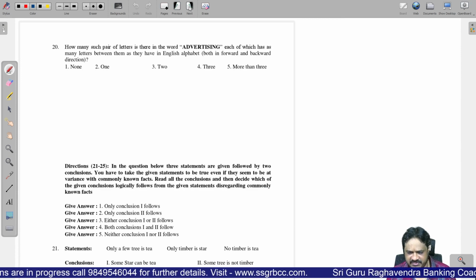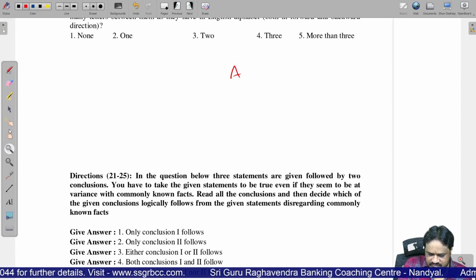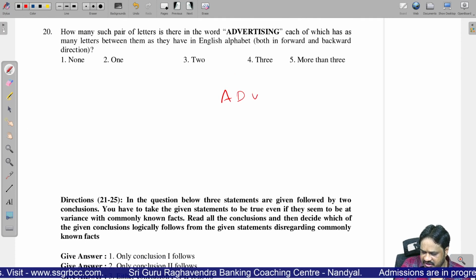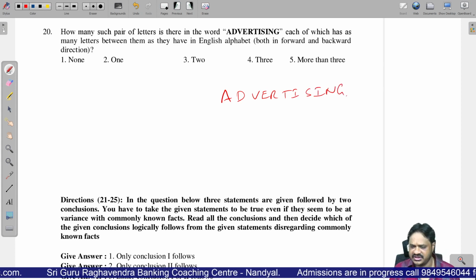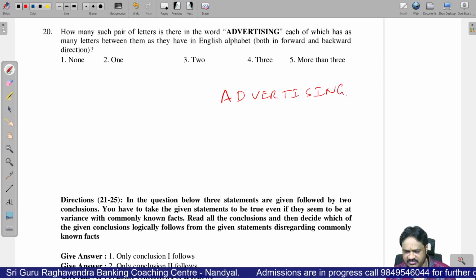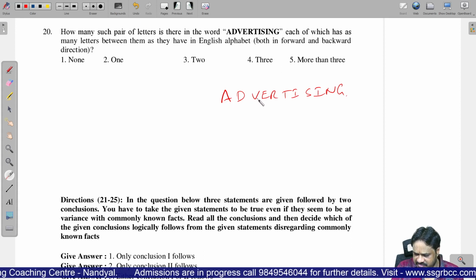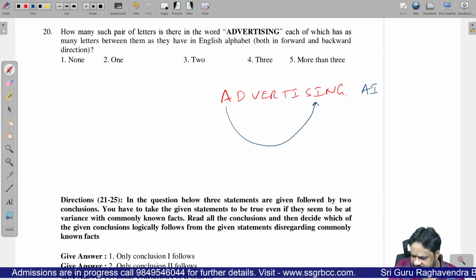How many such pairs of letters are there in the word ADVERTISING? Each of which has as many letters between them both forward and backward. So we have to see from A to G and G to A. Now from A to G: A, B, C, D, E, F, G, H, I. So the first pair is A, I.